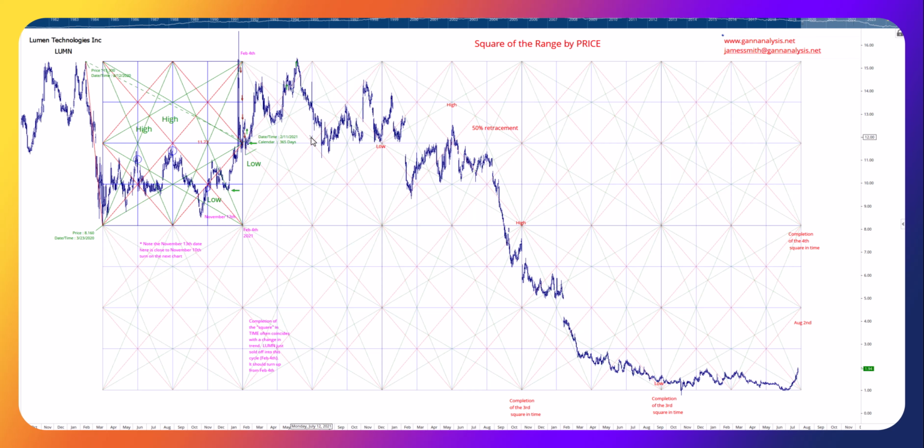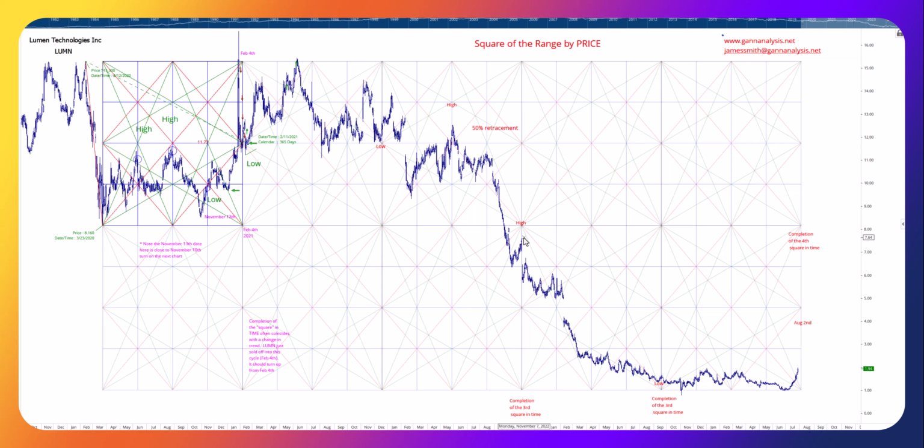And what we have here, I've just highlighted a couple of them. You completed the second square, you got a rally. Halfway through the third square, you got a high, and three-quarters of the way, you got a high. We'll look at that huge sell-off. You got a lower high here.